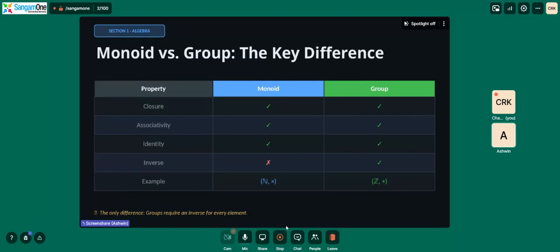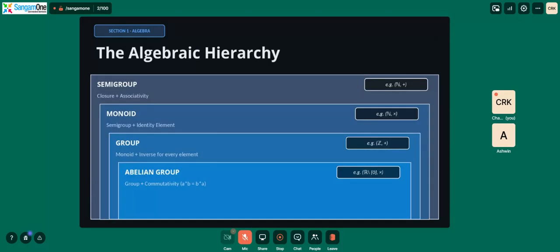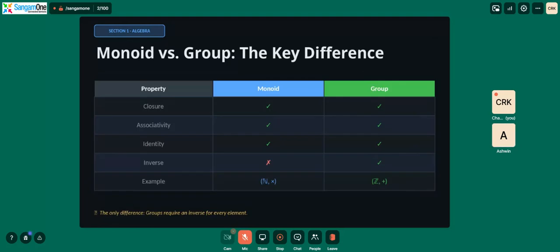Next comes monoid versus group, the key difference. Although groups and monoids are similar, there are some properties which make them different from each other. Mainly, they differ in the inverse law. A group follows the inverse law, but monoids usually don't follow that law in general. The only difference is that a group requires an inverse for every element.